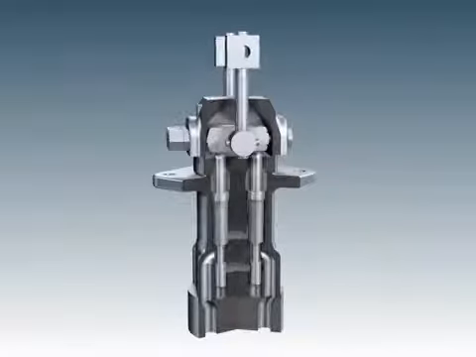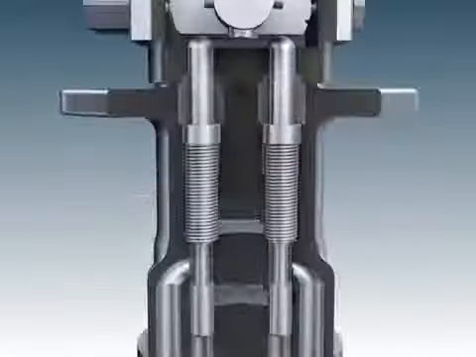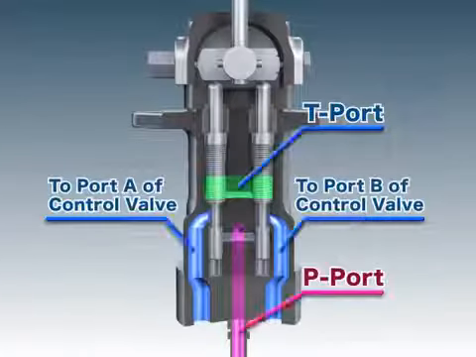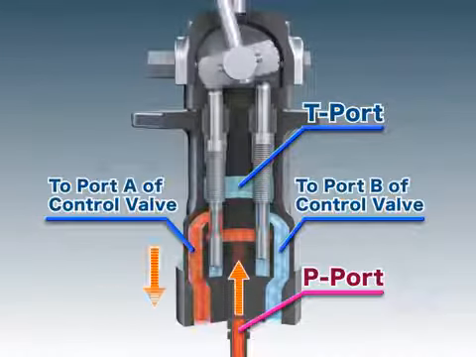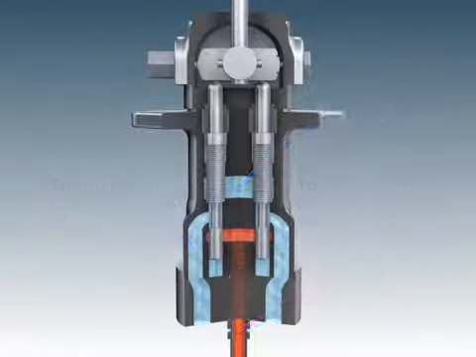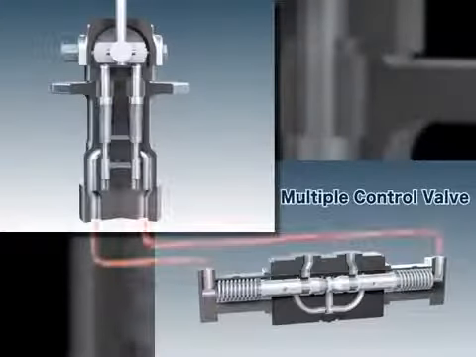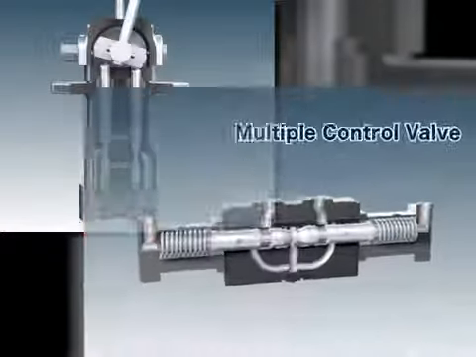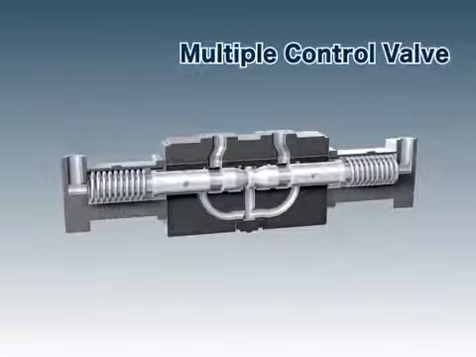When the lever is operated, the push rod is pushed down, moving the spool. This allows for hydraulic oil from the pump port to be directed to either port A or port B. Both ports are connected to the pilot ports of the multiple control valve. As hydraulic oil enters the pilot port, it pushes against and moves the multiple control valve's spool.